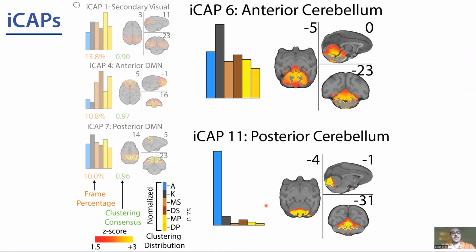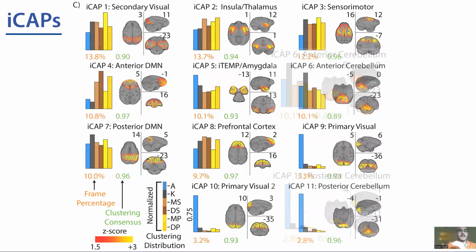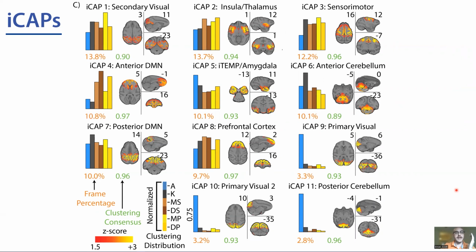Now, we say that the posterior cerebellum is not in the other conditions because it's more motor action, and this absence has also been seen in other sleep studies. So I'll let you take a look at the rest of these for a second and kind of take them in and look at all the different ones that we have.